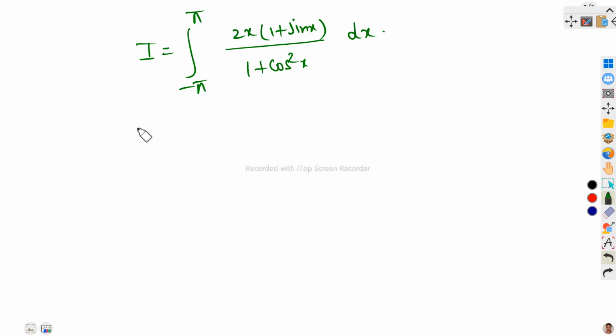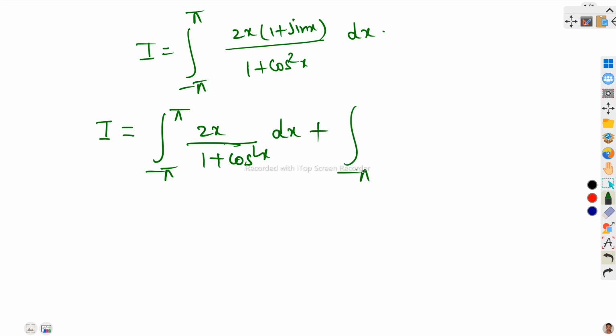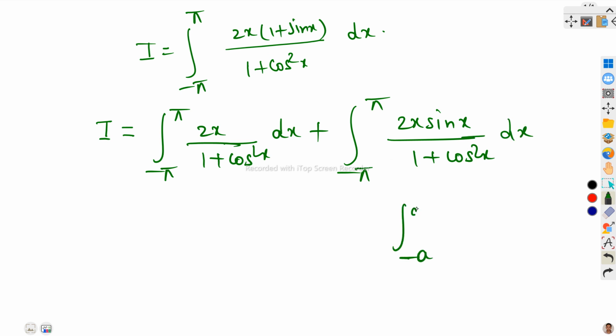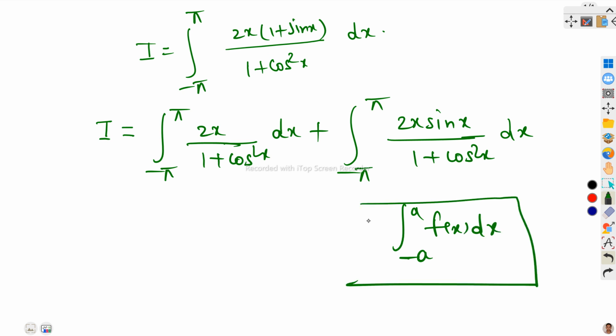Problem. So first of all, we are going to break this integral in two parts. We can write this as (1 plus cos²x) upon... 2x upon 1 plus cos²x dx, and this can be written as the integral from minus pi to pi of 2x sin x over 1 plus cos²x dx. So this integration is of the form minus a to a f(x) dx. So first of all, we check whether the given integrand is even or odd.